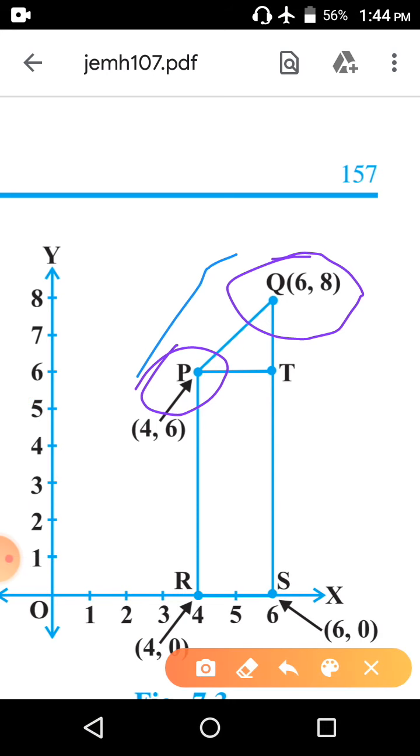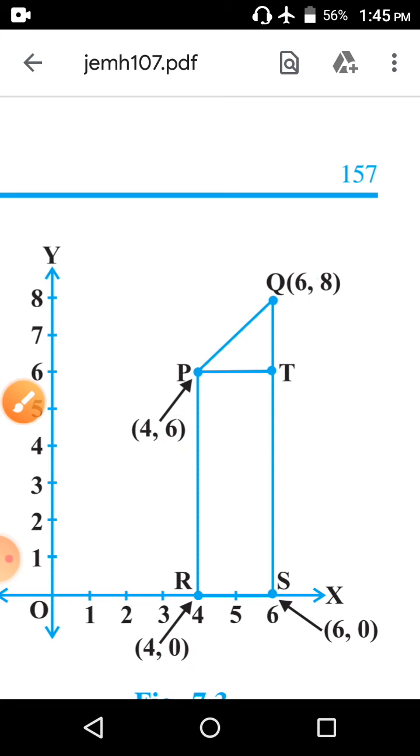So how will you find PQ between them? First you have to understand that the x coordinate here is 6 and the x coordinate here is 4. So subtract them. 6 minus 4 is 2.